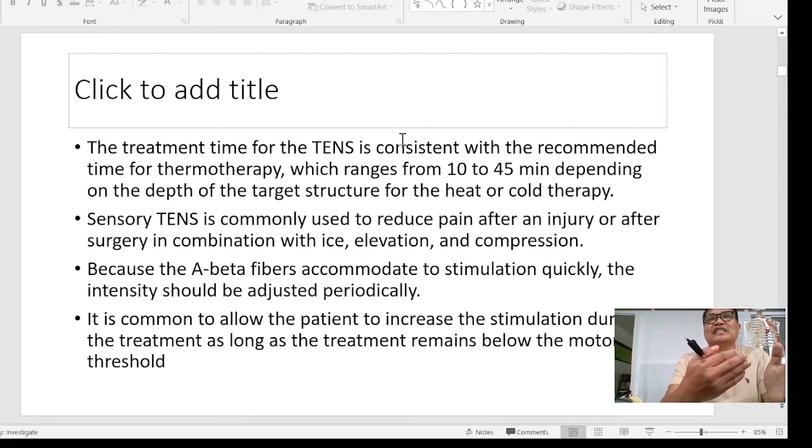As long as the intensity is perceptible to the patient. But usually it starts from the minimum, dito gid sa pinakagamay na ma-perceive sa patient, and slowly increasing it. Slowly, every 5 minutes you try to increase the intensity of your TENS unit, to avoid the accommodation of the sensory nerve fibers, specifically the beta.